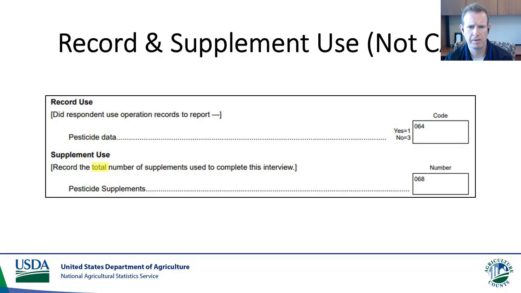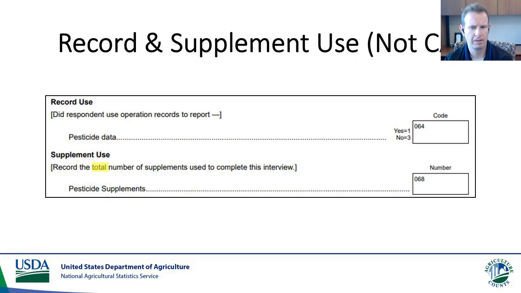For the Fruit Chem Use Survey, this is not the California version. The next two questions ask about record and supplement use when completing the questionnaire. If pesticide records were used to complete the survey, then make sure to use code 1 in box 064. If any supplements were used for pesticides, you'll also record the total number of supplements used in box 068.